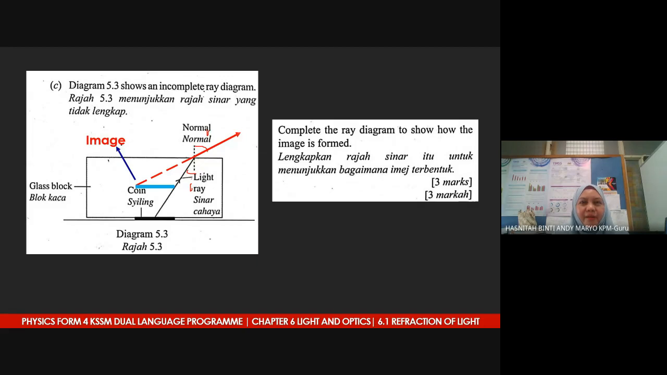Then how to draw the image? From the refracted ray, you draw a dotted straight line until this point. So here is where we draw the image of the coin. The blue color is the image of the coin.